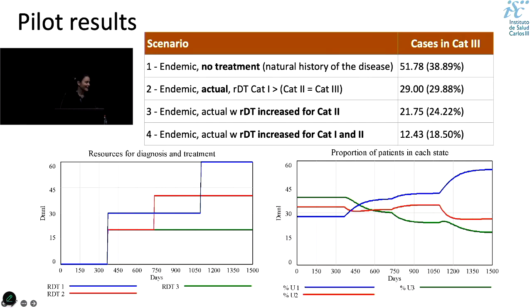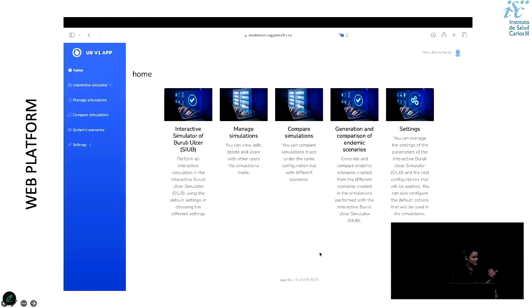That makes sense, but if we want to compare or choose whether it's better to diagnose and treat between category 1 and 2, the best strategy is to increase the resources for category 2. This is only an example to show the functionality of the model. So the next step is that we translate this model to the Python language, and we create a website to have a more user-friendly tool and also a little bit more complex.